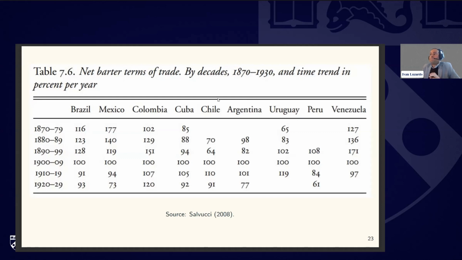But you see that, for instance, in the case of Argentina and in the case of Chile, that was not the case. This is because Argentina was exporting a different kind of commodities, especially beef, that have a different international price than, for instance, that of coffee. And also in the case of Chile, it was different because Chile was exporting essentially nitrate and other minerals, and the terms of trade were different also.